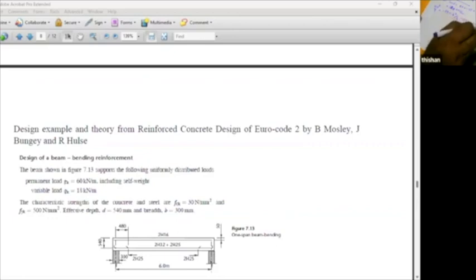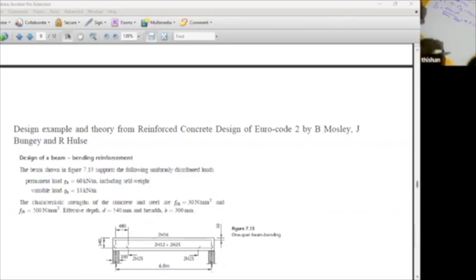486 kilonewton meters. If you find M over BD squared, that is 486 into 10 to the power 6 divided by breadth, which is 300 millimeters, and depth is 540 millimeters squared. What is the M over BD squared value, please? 486 into 10 to the power 6 divided by 300 divided by 540 squared. The answer is 5.56.